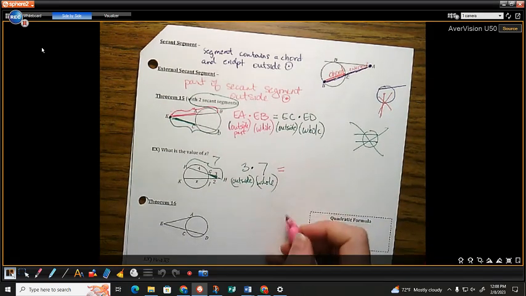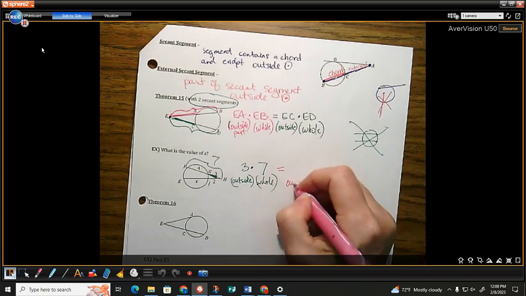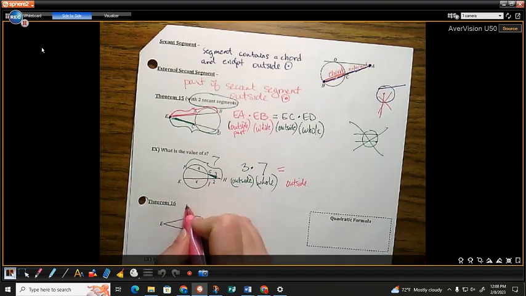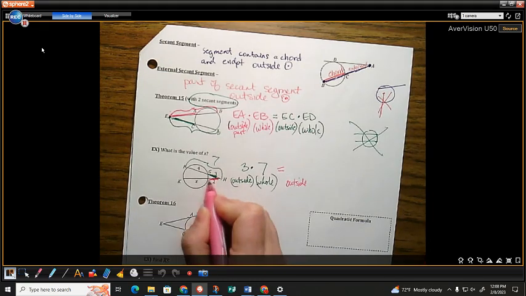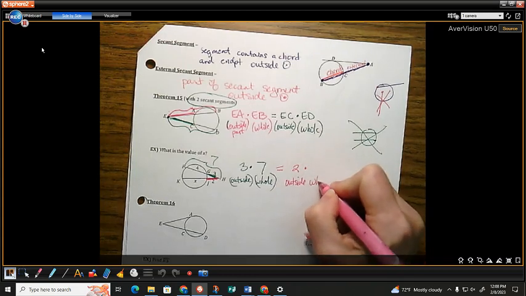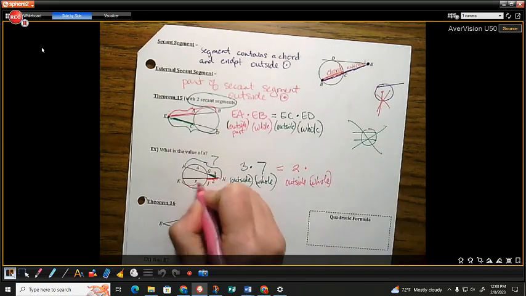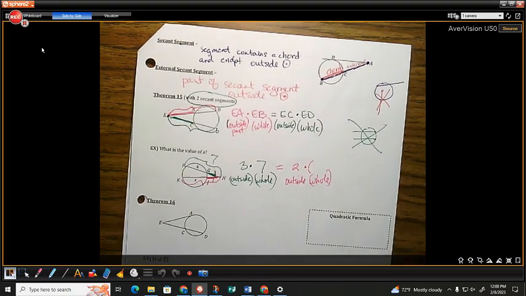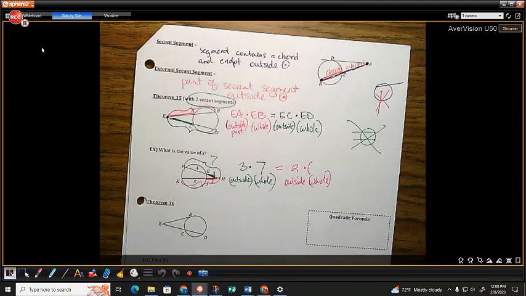And so then, I would need another outside part. So what's another outside part I could use? JH, which is 2. And then I'd need a whole thing, which is how much? Is it 2 times x or 2 plus x? The whole length, you just add the parts, right? Segment addition. So it'd be x plus 2.